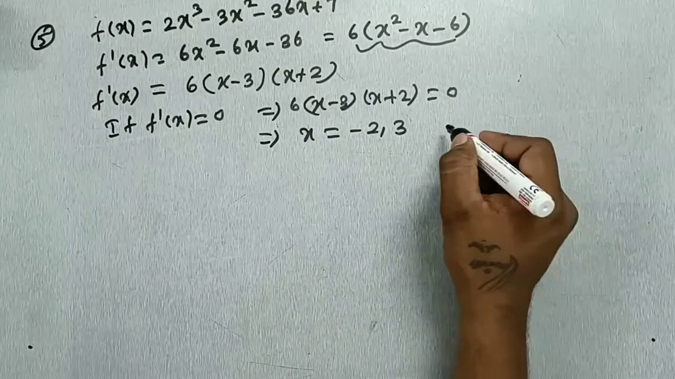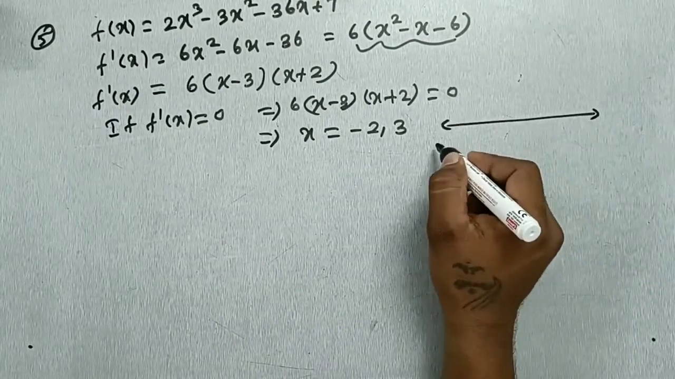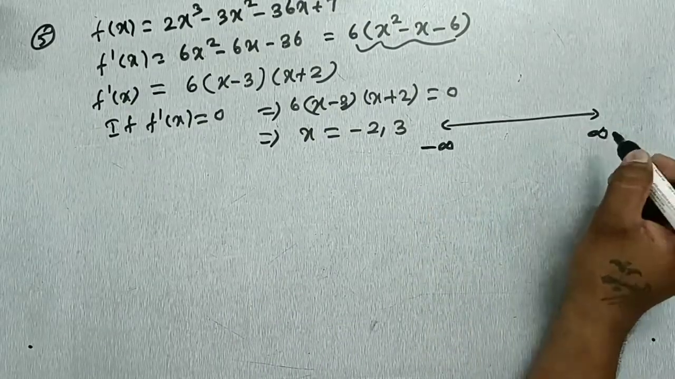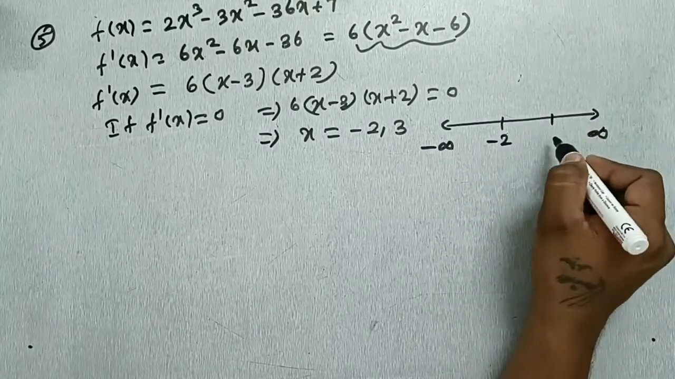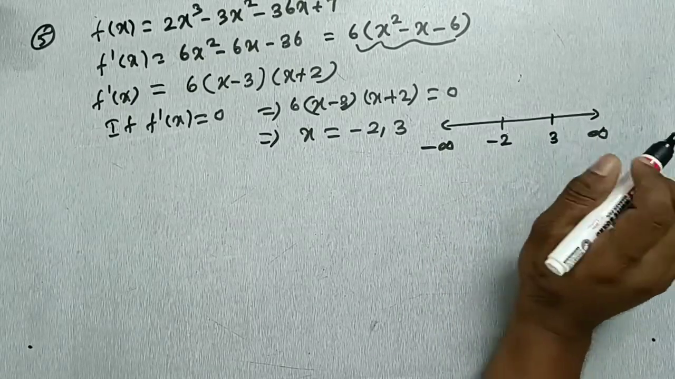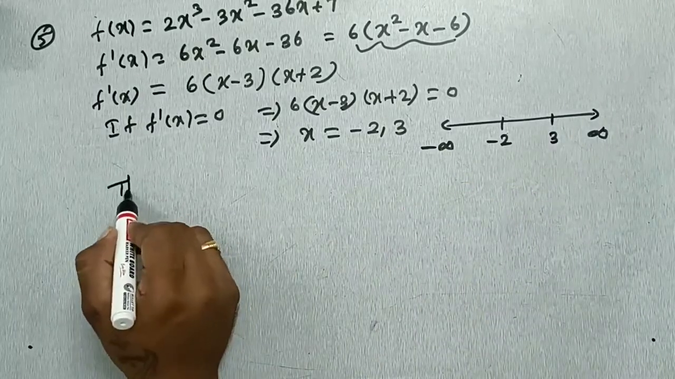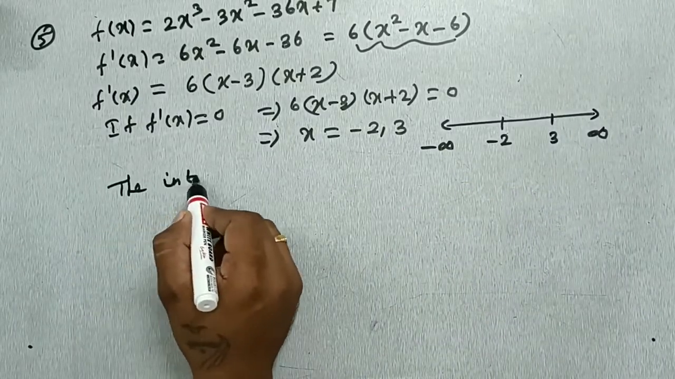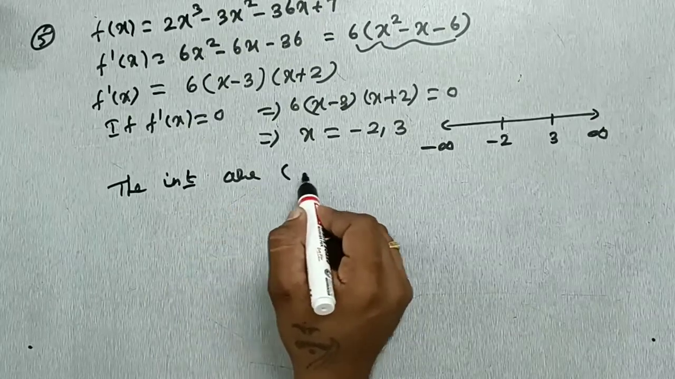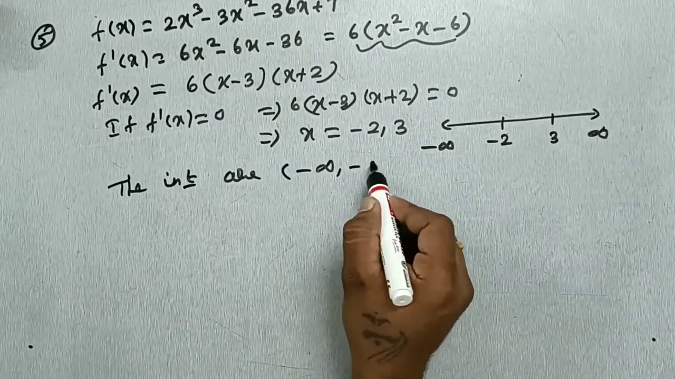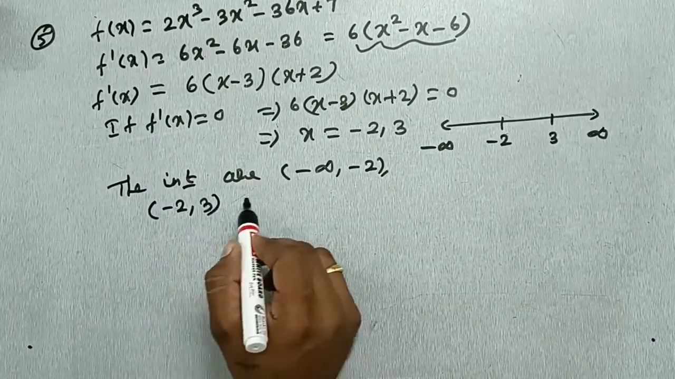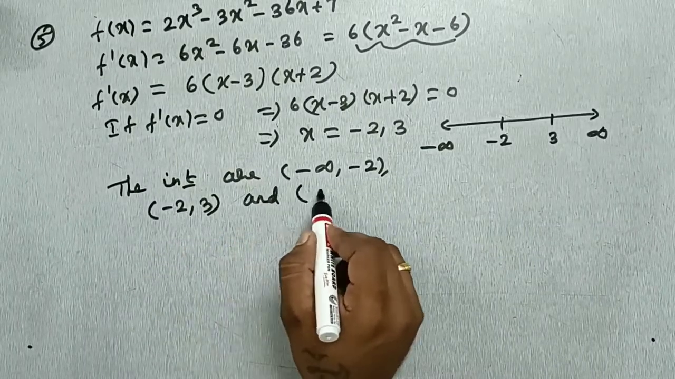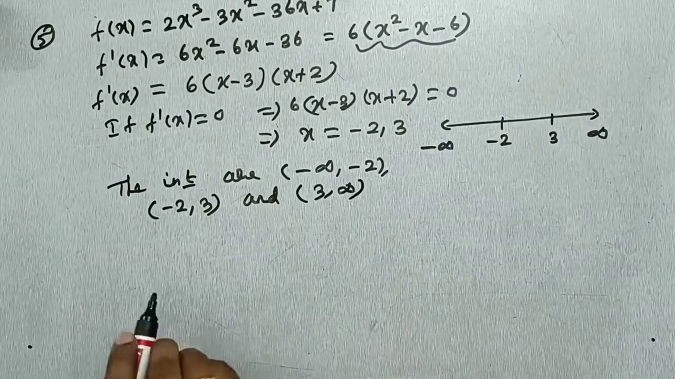Then my number line will be split. Minus infinity to plus infinity is split as minus infinity to minus 2, minus 2 to 3, and 3 to infinity. So in total, 3 intervals will come. The intervals are: minus infinity to minus 2, minus 2 to 3, and 3 to infinity.